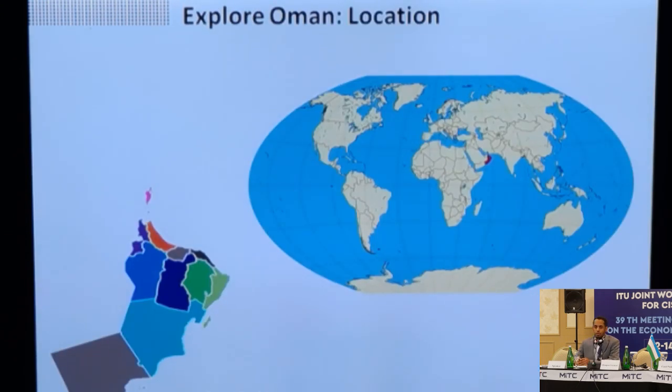Oman is one of the Arab region countries. Our neighbors are the UAE and Saudi Arabia. Oman is the second largest country in the GCC, the Gulf Cooperation Council countries, whereas the first is Saudi Arabia.